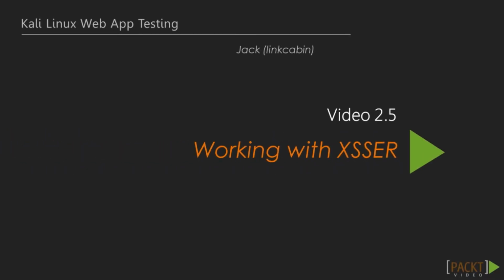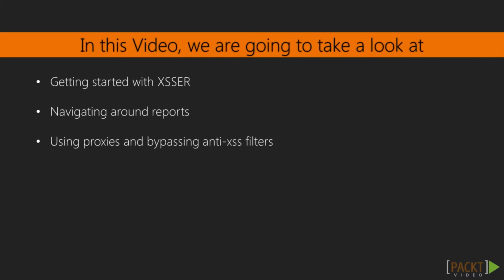Hi guys, in the previous video we looked at XSS and the different types of XSS, so we had reflective and stored, and how that could be used potentially by redirecting to another website to harm a user. In this video we're going to be looking at XSSER. XSSER provides us an automated version, much like SQLMap, to identify XSS, cross-site scripting, vulnerabilities.